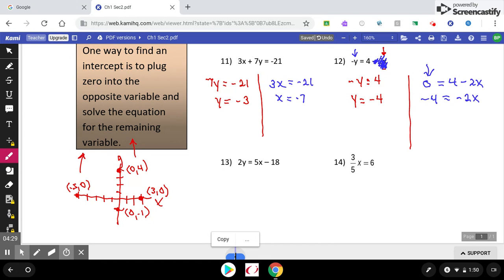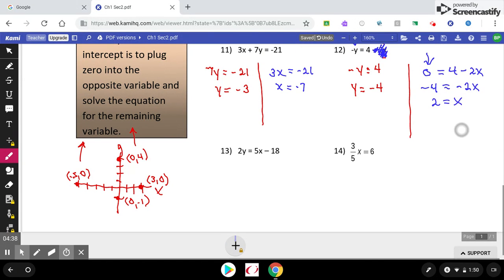How do I get rid of the -2? I divide. And bingo, I'm done. So I got x by itself, and that literally is telling me my x-intercept. So plug in 0 or cover-up method, same thing.